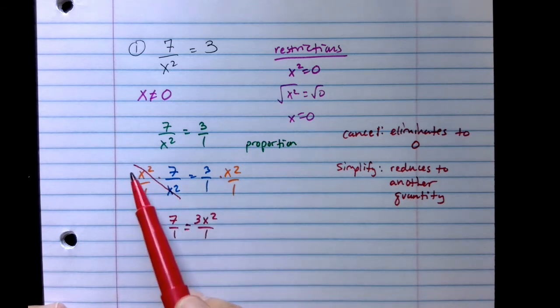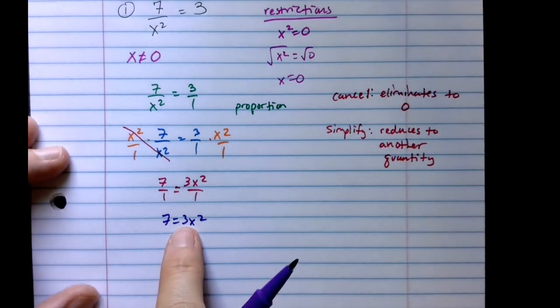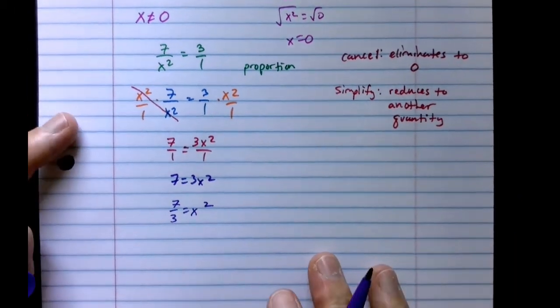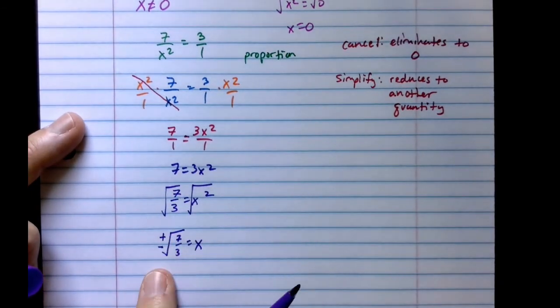So what I have here on the left is 7 over 1, right here, and then 3 times x squared is 3x squared. Now I have a quadratic equation. I'm going to solve this by dividing by 3 and then square rooting both sides. When you take the square root of a number, you get 2 answers.